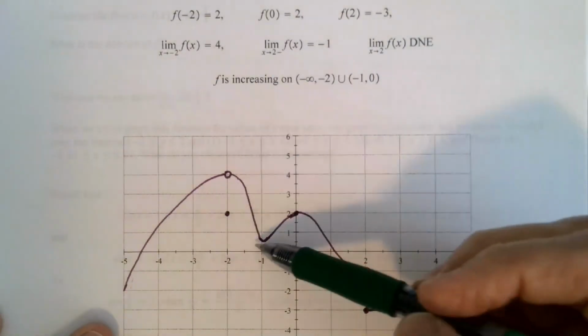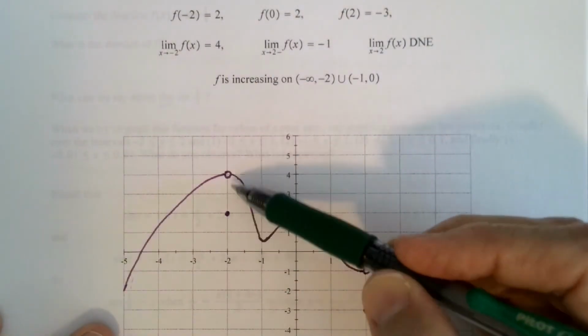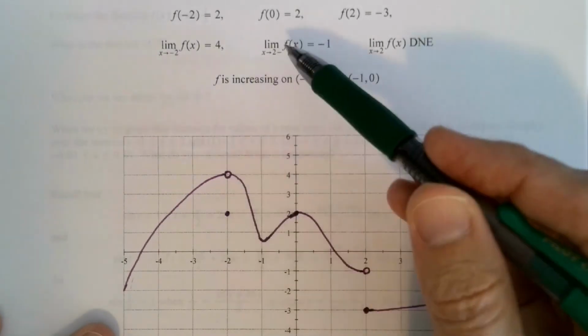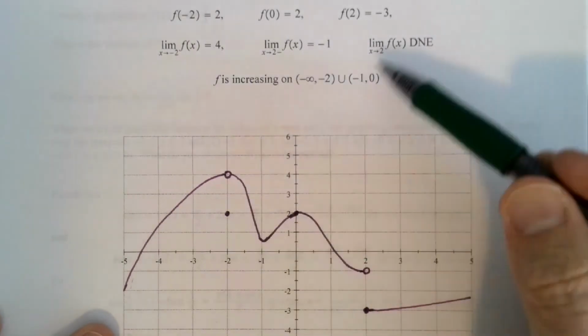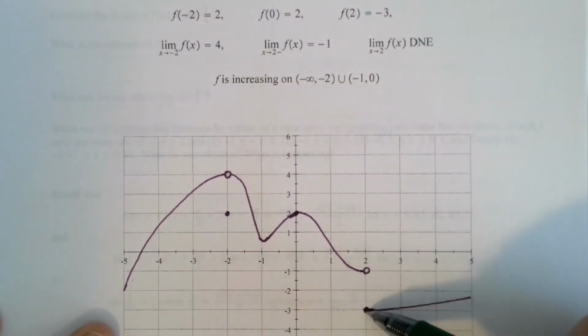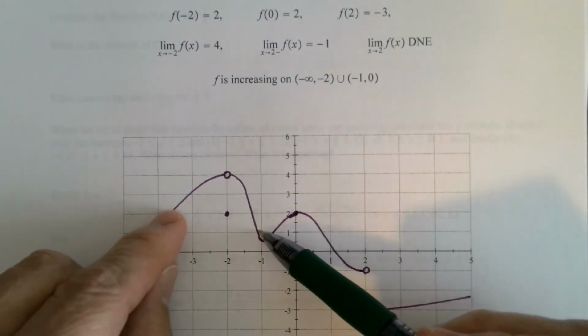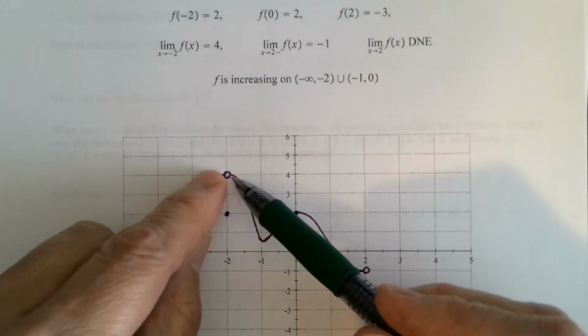F of -2 equals 2. Yeah, there's the point. It's not equal to 4, it's equal to 2. F of 0 is 2. F of 2 is -3, right? Not -1, because there's the point. The limit, though, as x approaches -2. But where's the graph going as we get close to -2? It's going to there. It's going to 4.